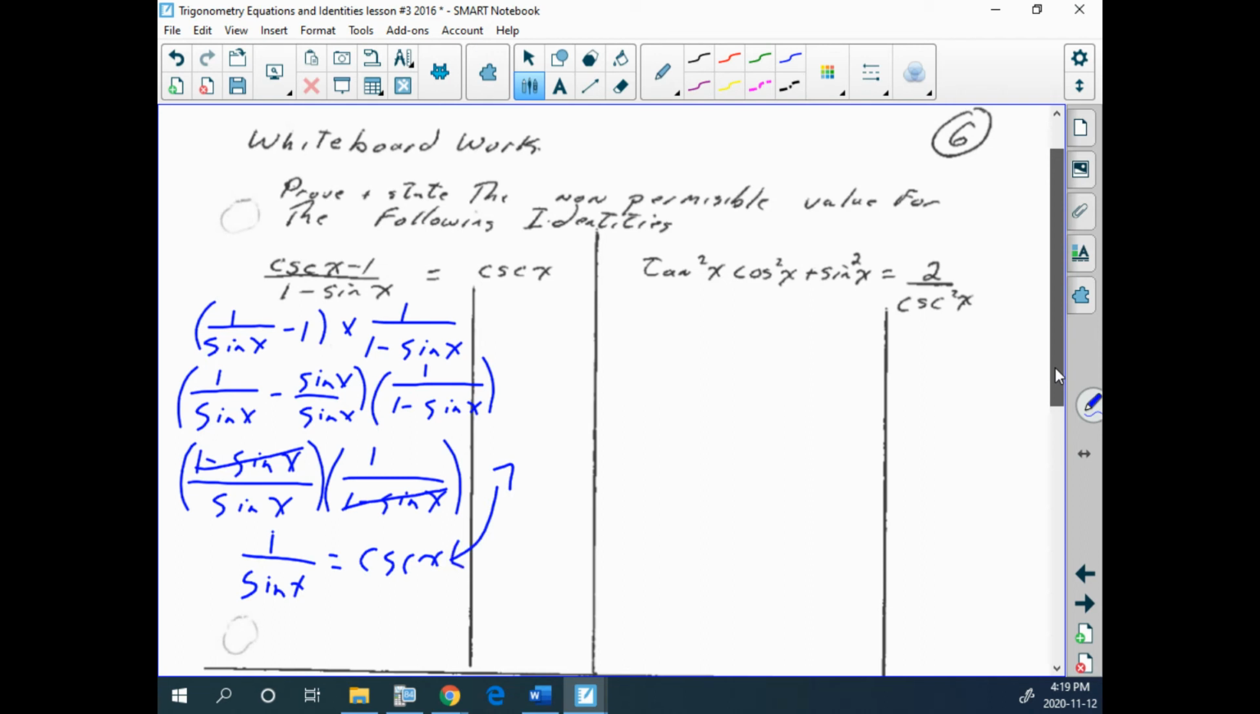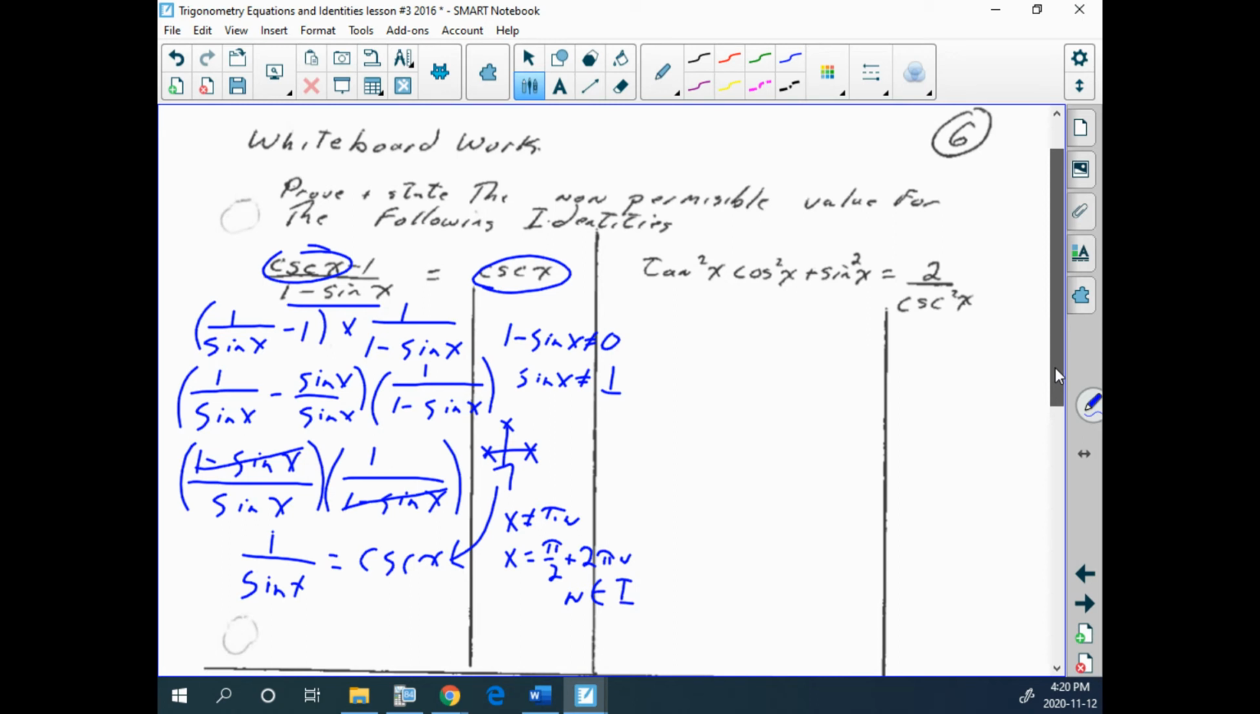The non-permissible values, we have that guy, 1 minus sine x cannot equal 0, because it's on the bottom of a fraction. Sine x cannot equal 1. We have cosecant. We know cosecant is undefined at those 2 points. And then this guy can't equal, so we have 3 points to deal with. We have 2 equations. x cannot equal pi n, and x cannot equal pi over 2 plus 2 pi n, where n is an integer. So pause again.